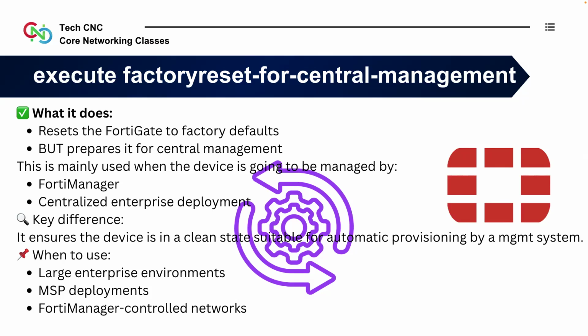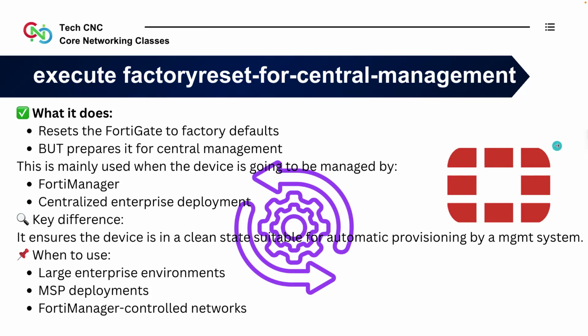And when to use it, we can see here: in the large enterprise environment, MSP deployments, the FortiManager. I want to control the device using FortiManager. So in these use cases, we run this command. It will delete everything, definitely, but it will prepare your box for central management. So we have different use cases. As per our use case, we use a different command, that is execute factory reset, but with some different options, with some different inputs over there, right? So that's how we run this second option.